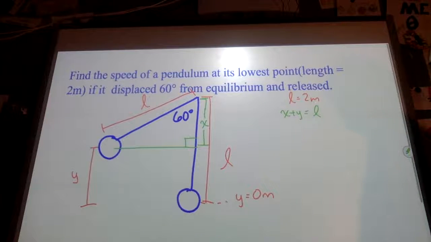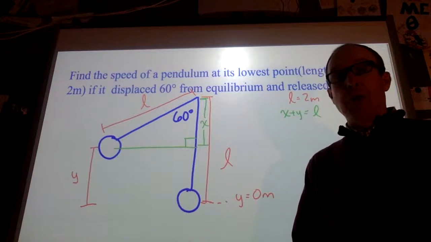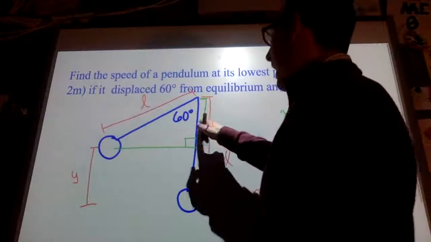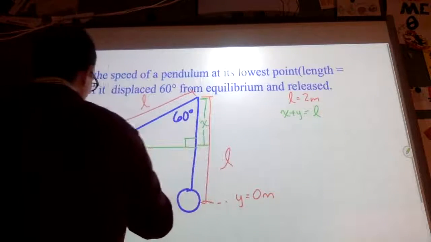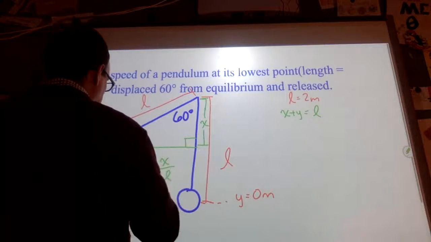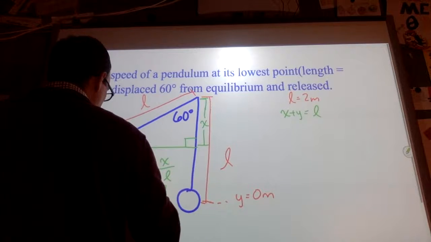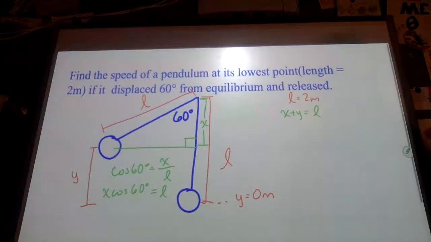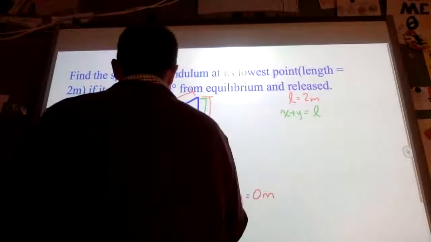And then once I do that, I can do conservation of energy because they don't tell us there's air resistance. I'm going to assume that there are no non-conservative forces. All right, so to get x, I have this angle and the hypotenuse, so I'm going to use cosine. Cosine of 60 is going to be x over L. Sorry, x is going to be L cosine 60.